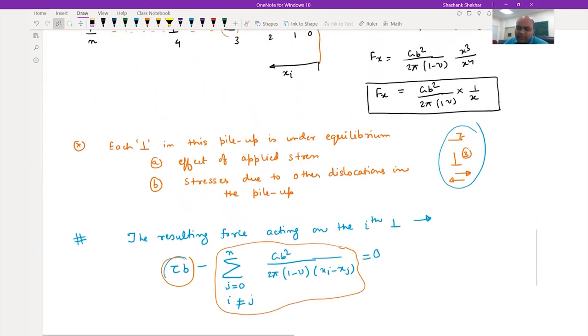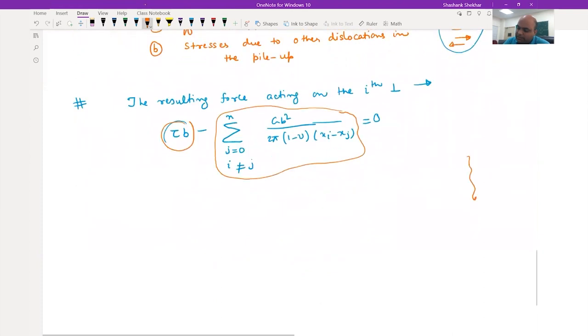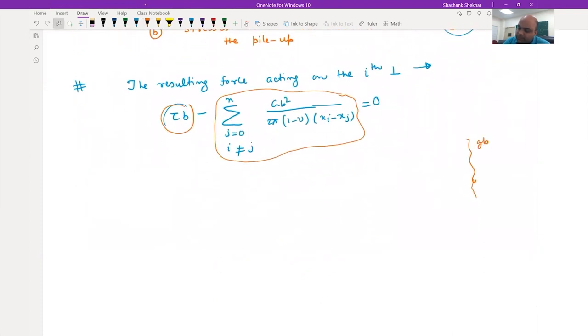Okay, so say I have a dislocation Gb here. And say we are just considering dislocation 1 and dislocation 2. Okay, only one dislocation in the pileup. So here it will now be 0 and 1. Okay, so it will start with 1. So 0 and 1. Okay.